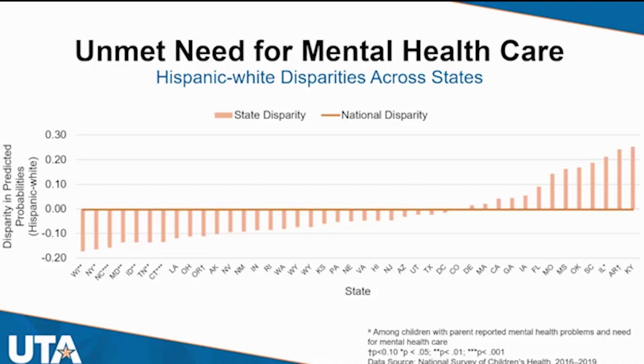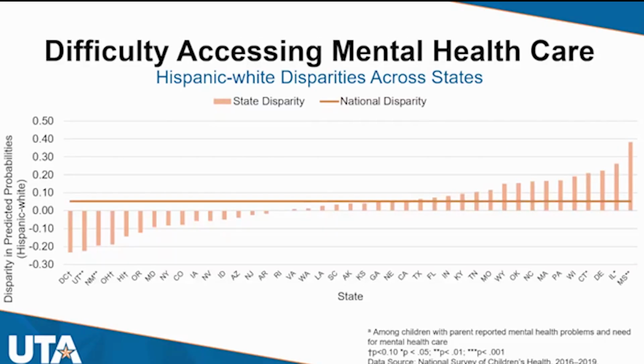And on the far left, you see several states that have statistically significantly larger reverse disparities in unmet need for mental health care, and fewer on the farther side that have statistically significant differences from the national mean. For difficulty accessing mental health care, you see a little bit more variation. Again, Mississippi, I think this is the first time Mississippi shows up. But it's hard to see, and you could do a bigger chart, since we're talking about so many different states.